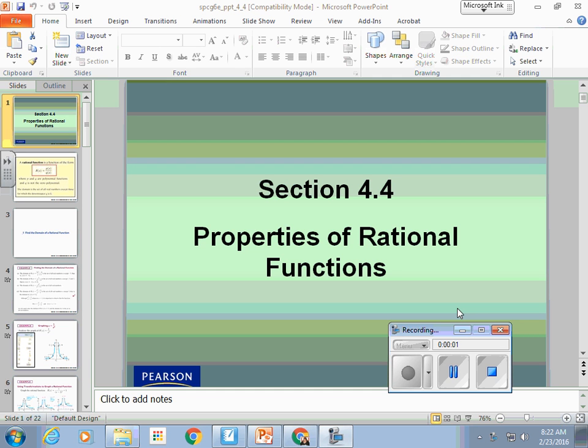All right, so this is section 4.4 for precalculus, properties of rational functions. In this chapter, we're exploring how to find the zeros of a rational function and what it looks like on the graph. And we've talked about multiplicities and when we have odd and even functions. So in this section, we're going to look at rational functions, and these are going to be functions with a polynomial in the denominator.